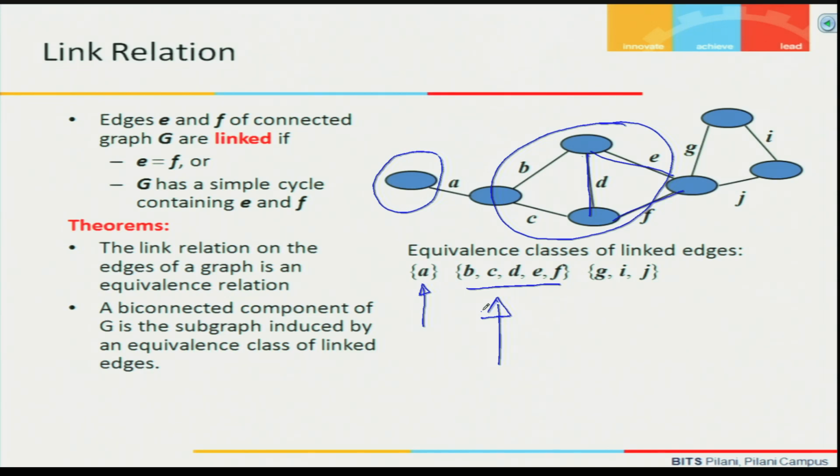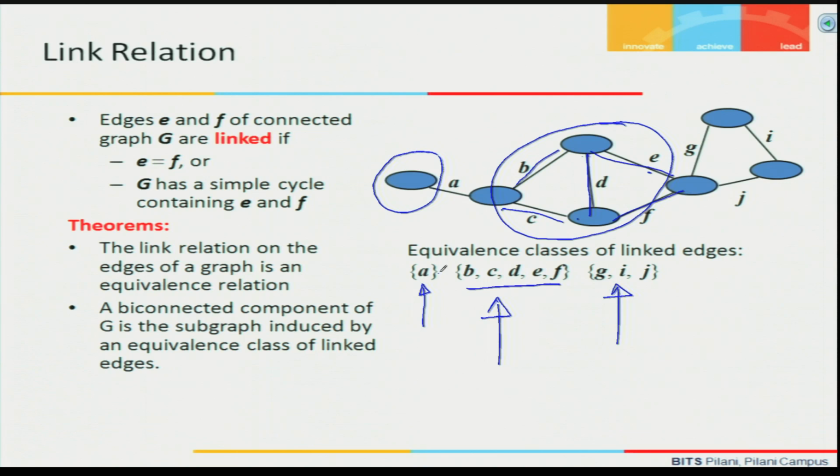For example, if you look at B and E, then you have B, this is the simple cycle which has B and E as edges. So, B and E are related. So, easily we can check that this is an equivalence class of G defined by the link relation, and the final equivalence class is this.